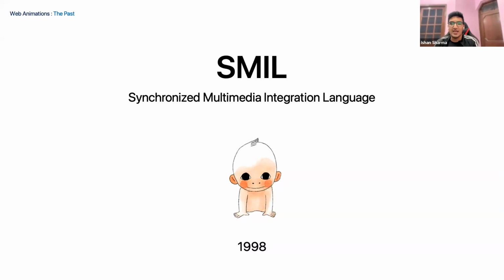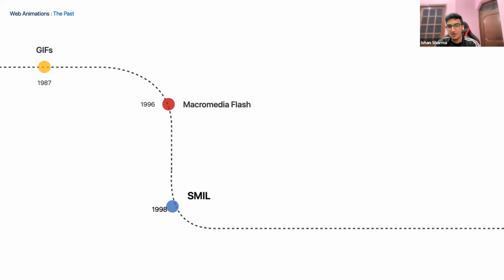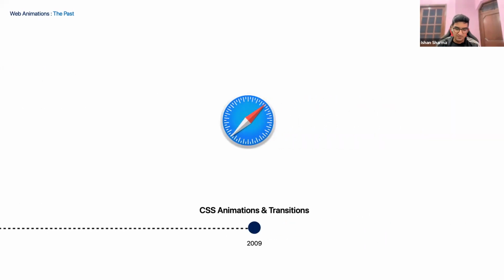And the first dedicated language for something like animations was introduced back in 1998. It was called SMIL, Synchronized Multimedia Integration Language. I know it sounds like a mouthful, but this was created mostly to animate SVGs, and it was created by the Standards Committee. Now, keep that in mind. It will come back in. We'll come back to it later. Then for the next few years, things remained pretty stagnant up until 2009.